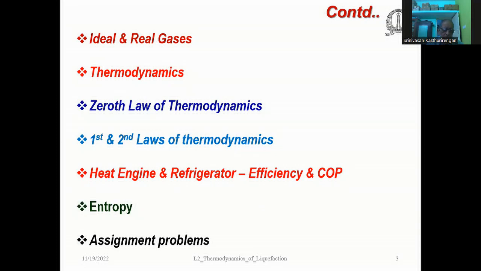Then we'll move on to the topic of thermodynamics, starting with the zeroth law of thermodynamics. First, we'll define the thermodynamic systems and so on. Then we'll talk about the zeroth law of thermodynamics, the first and second law of thermodynamics, the concepts of heat engine and refrigerator, the efficiency and COP, that is coefficient of performance, the concept of entropy, and also try to see if we can solve one or two problems in this area. So this is going to be the presentation format of my present lecture.